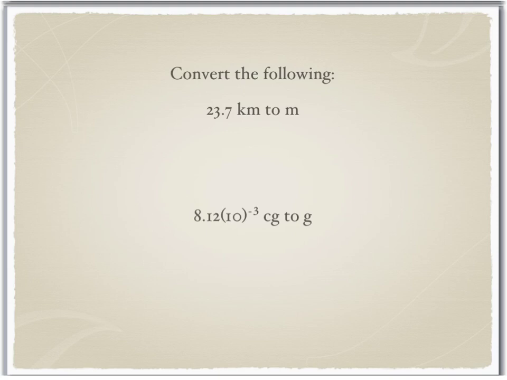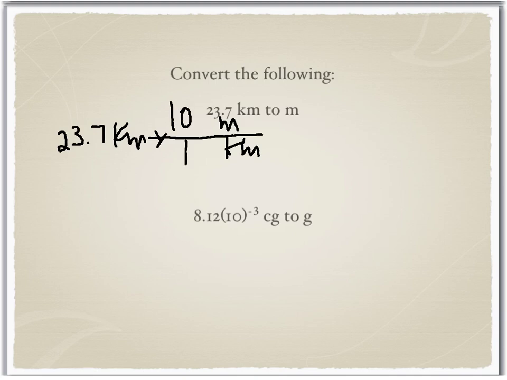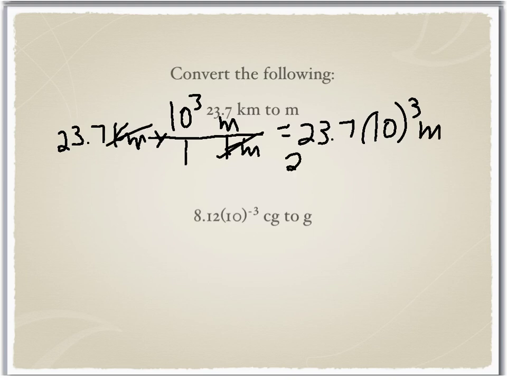Okay, let's convert these two. 23.7 kilometers, always start with what you're given. Put the units in first, make a conversion factor. We're going to put kilometers on the bottom, meters up top, and then we're going to make this conversion factor true. 1 kilometer is 1,000 meters. So 23.7 times 10 to the third meters. Kilometers cancel. Now that's not in correct scientific notation. 2.37 times 10 to the fourth meters would be the correct way to say that.